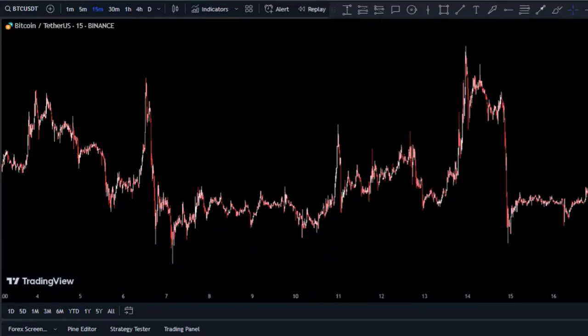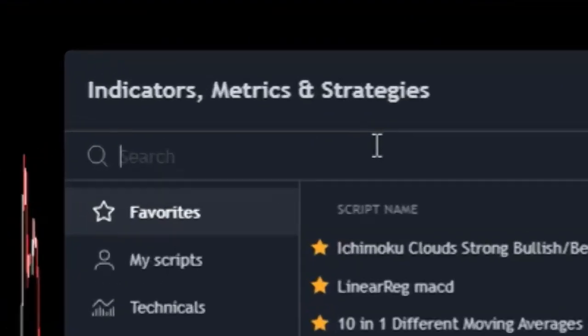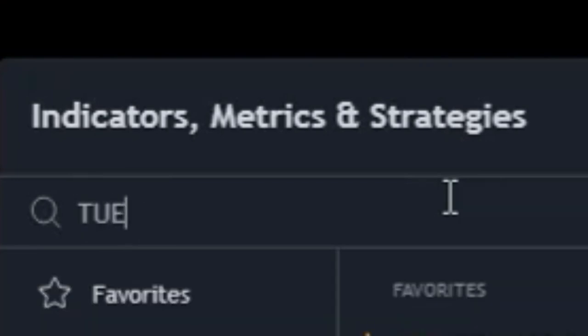To get started, head over to the Indicators section on the TradingView platform. Look for the indicator called TUE ADX MACD Confluence and add this indicator to the chart. This indicator will be our main tool for generating signals in this strategy.